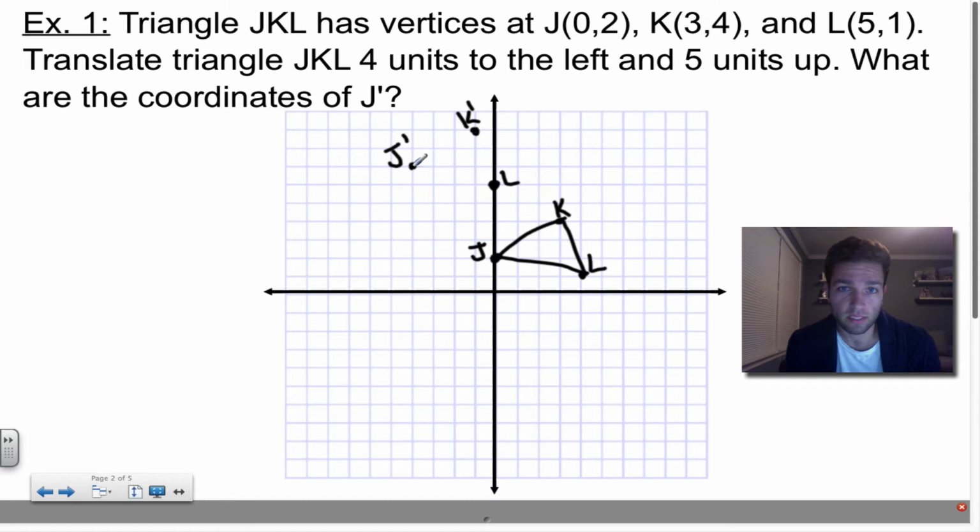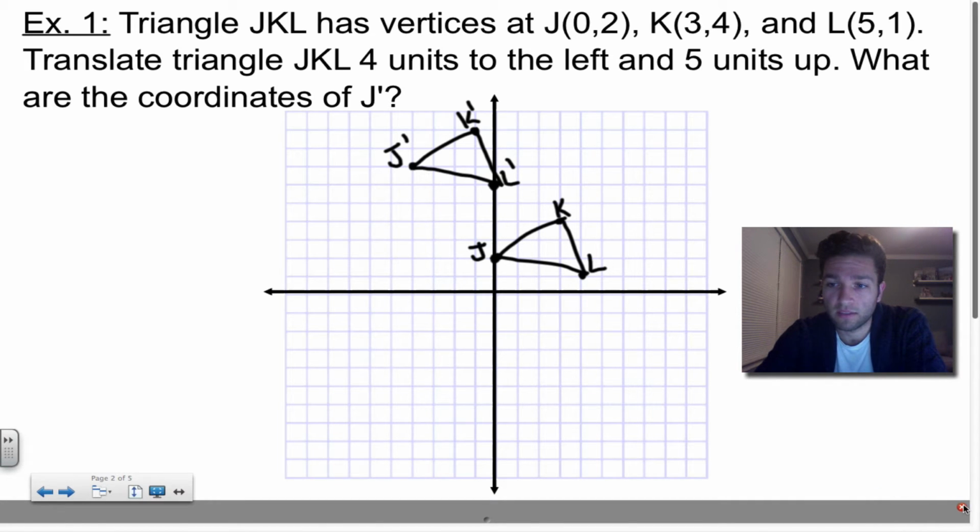All right, and there's my new figure. That's the image, the prime notation. Okay, so I have JKL, J prime, K prime, L prime. And that's all there is to translations. And there's a few other things that we're going to look at with translations.